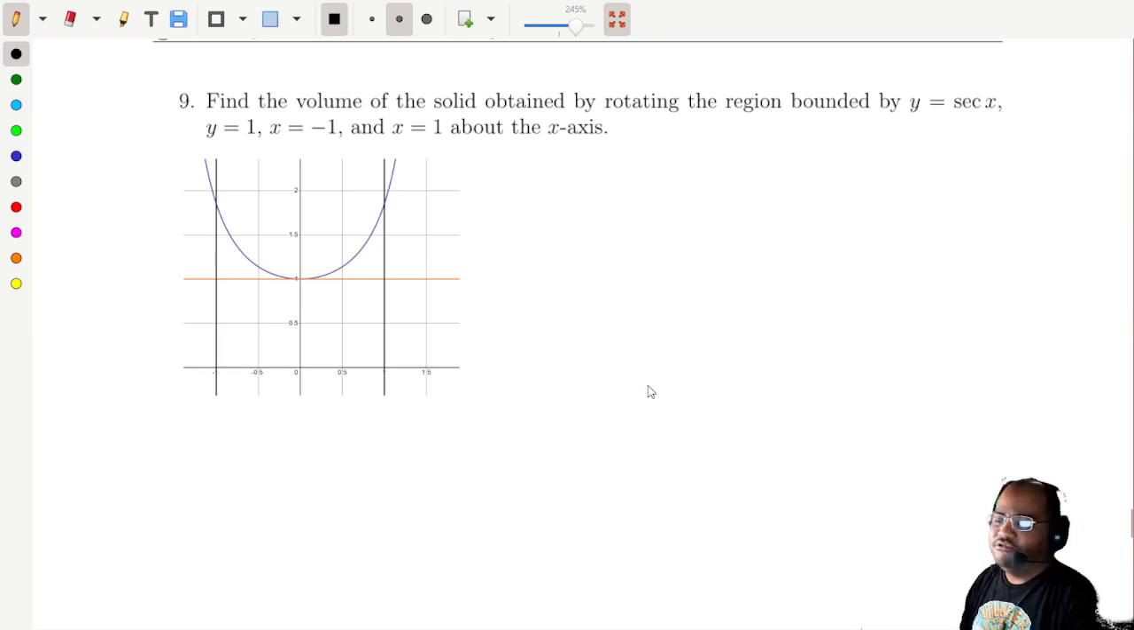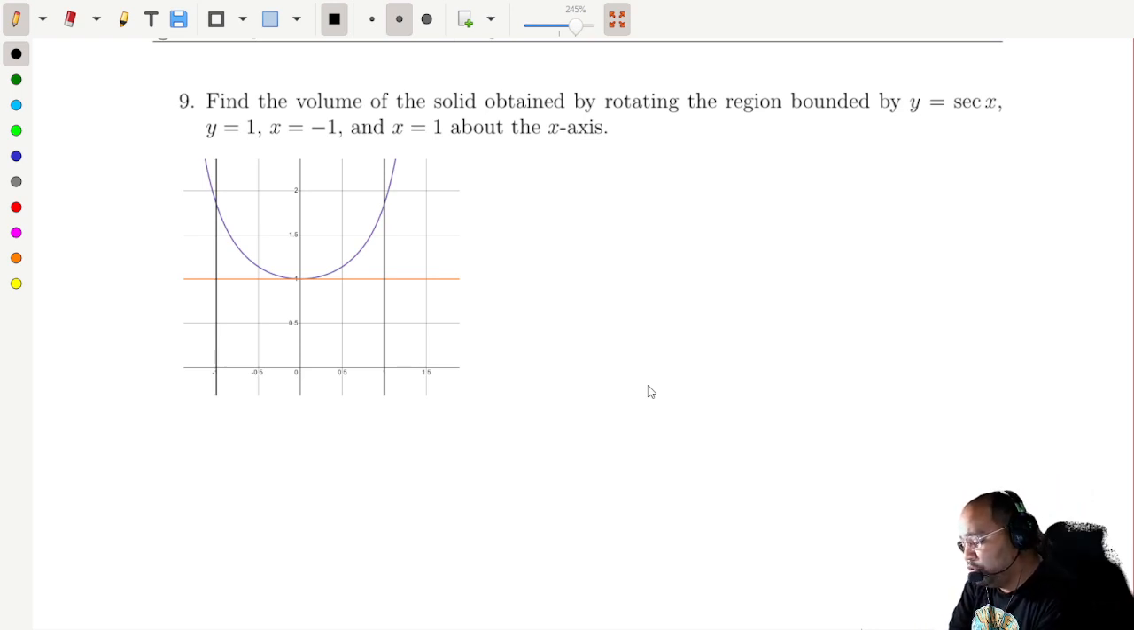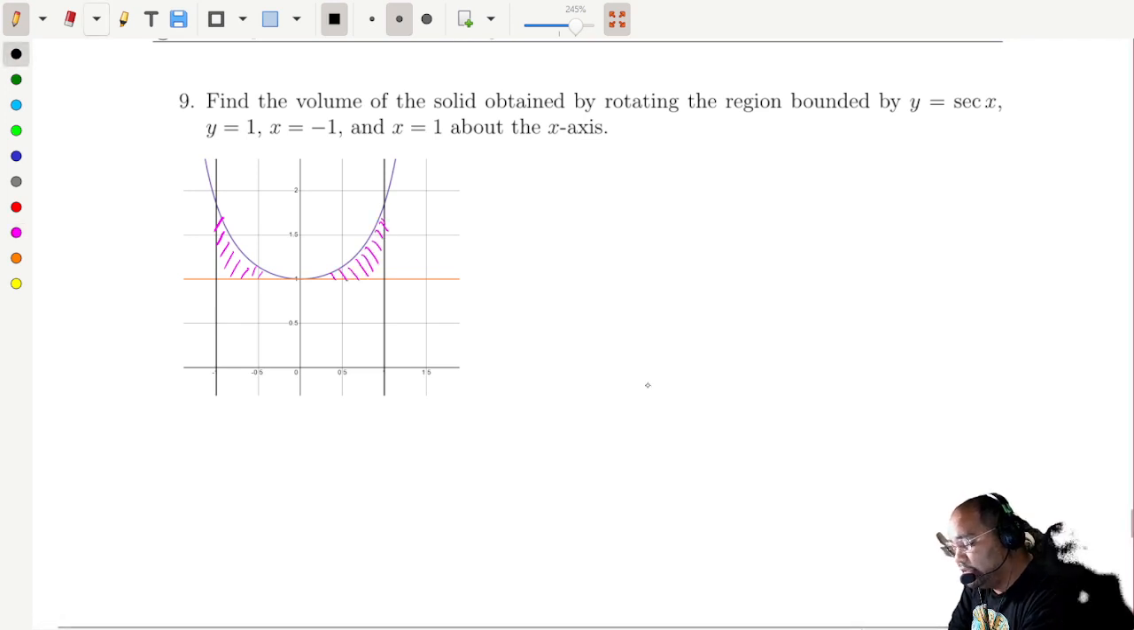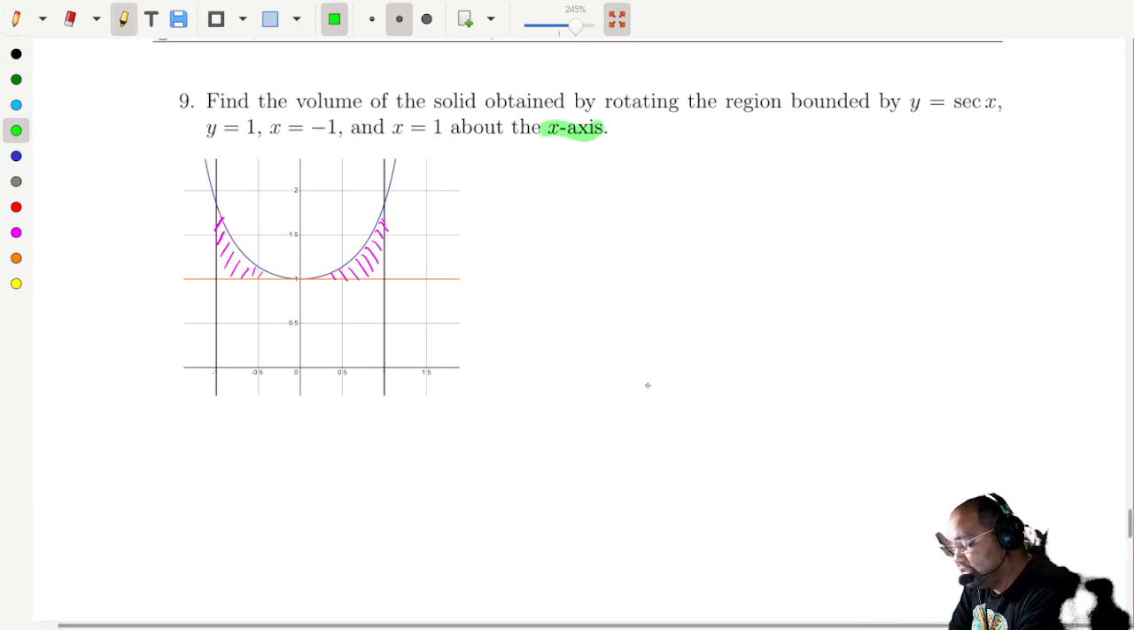So now this one may look a little daunting, but it will come out nicely in the end, although we won't get a nice exact number in the end, but it's still something that we can use. We want to find the volume of the solid here, bounded by y equals secant x in purple, y equals 1 in orange, x equals -1, and x equals +1 about the x-axis. So the region that we're worried about here, and I'm rotating this, again, around the x-axis.